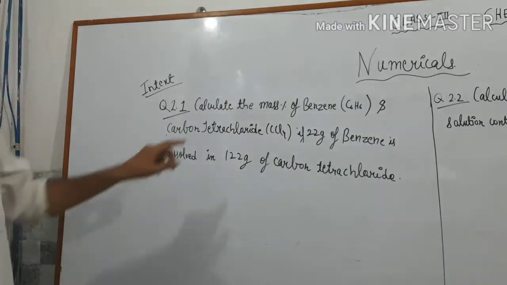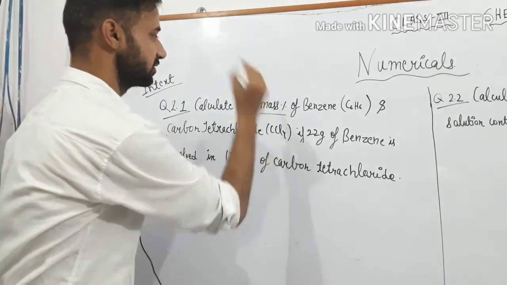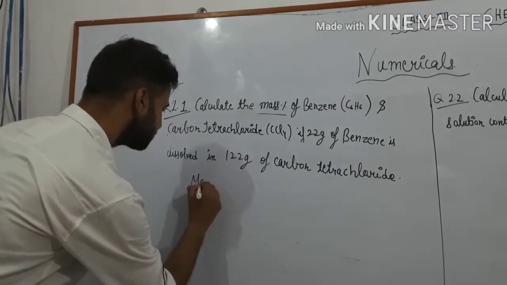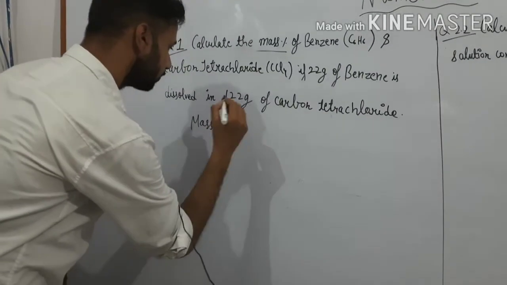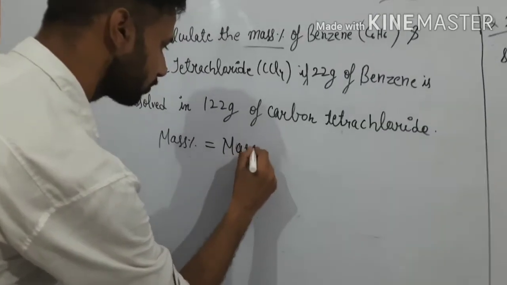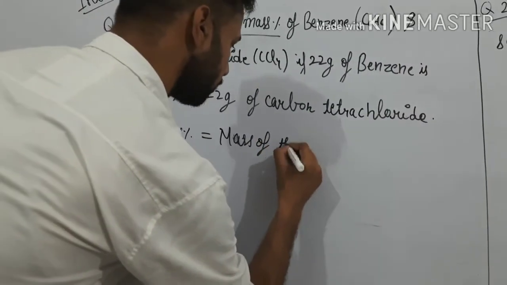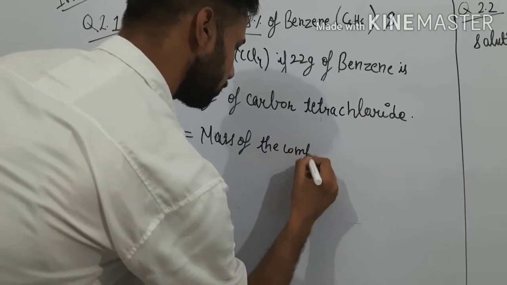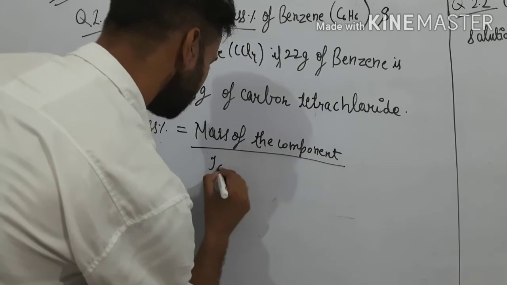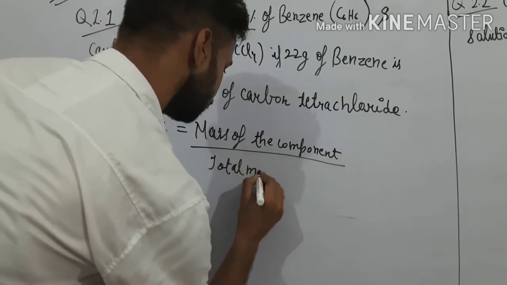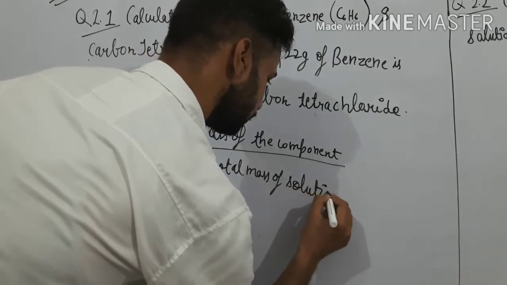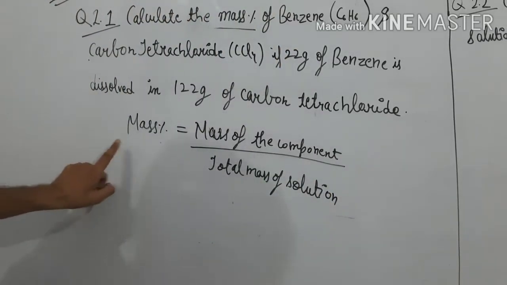So what we have to find? The mass percentage. We know the formula of mass percentage. What is the formula of mass percentage? Mass of the component divided by total mass of solution. Okay, this is the mass percentage formula.